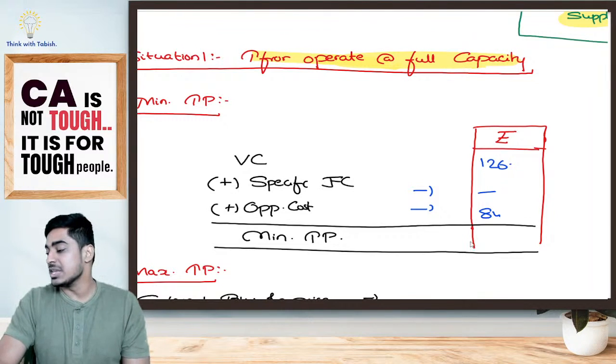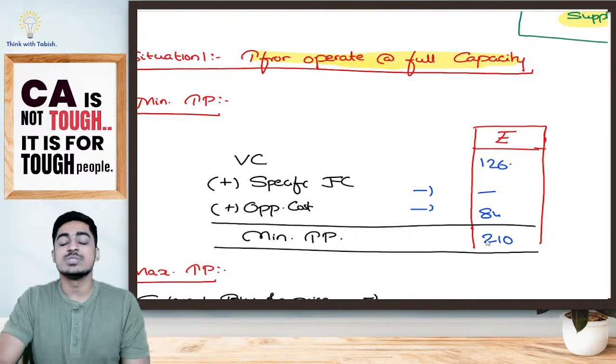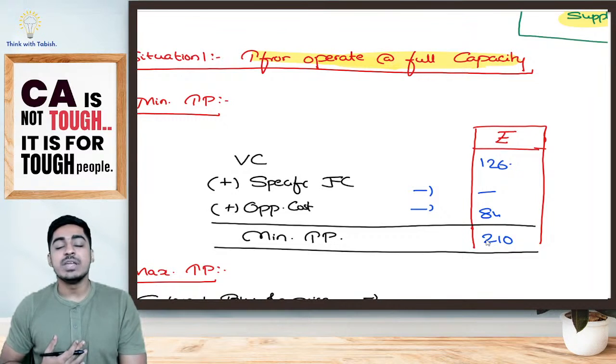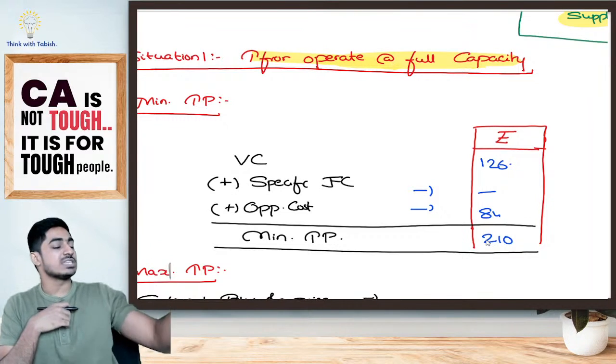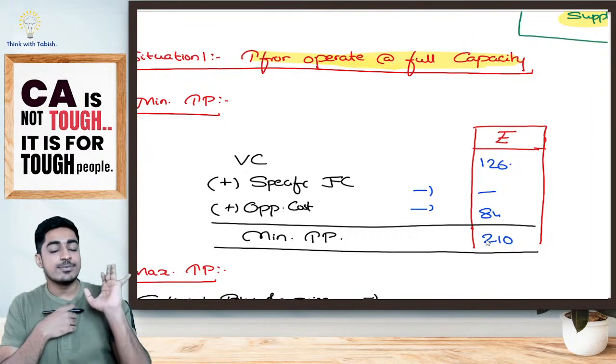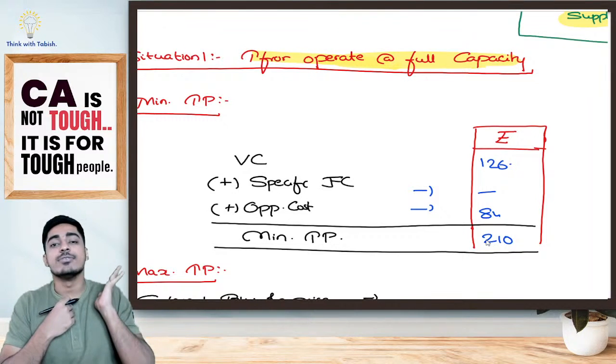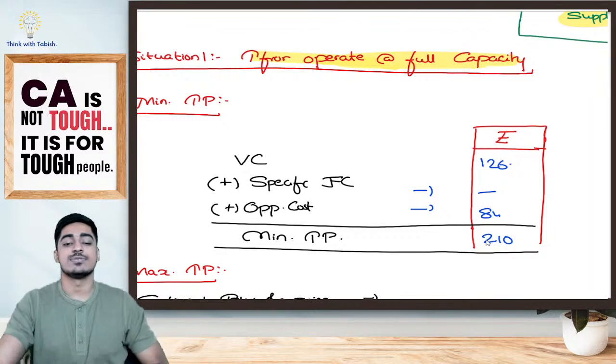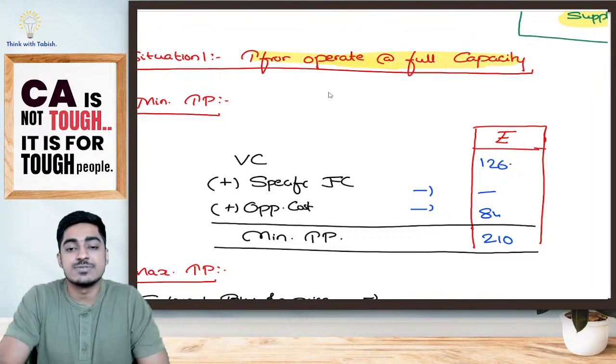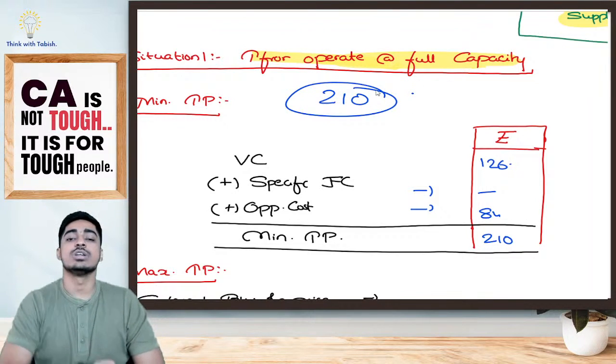So I'll tell how much minimum I want. 210 rupees minimum I want. The pulp division is saying: I'm selling it outside at 210 rupees and getting 84 rupees. Even if I make an internal transfer, I want 84 rupees. I want a transfer price of 210 rupees. So the minimum transfer price is 210 rupees.